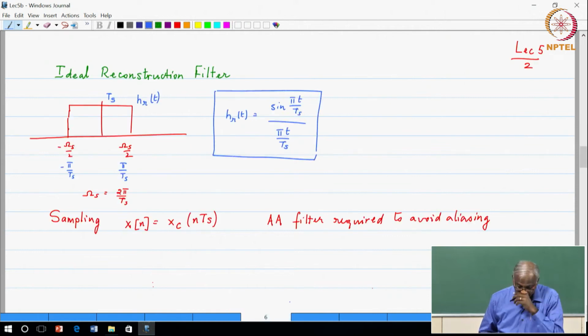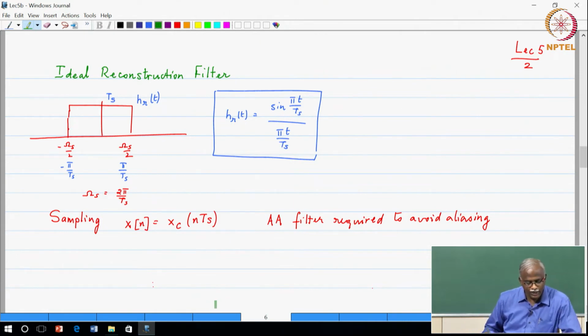Okay, so the sampling process is given in the expression in the lower half of the screen. Basically, you are doing periodic sampling, and there is an understanding that we must ensure that there is an anti-aliasing filter in order to minimize the risk of aliasing, to avoid aliasing completely. And of course, the ideal reconstruction filter, which we have been talking about, is a brick wall filter from minus omega s by 2 to omega s by 2. We can also relate it to the sampling period, minus pi by Ts to pi by Ts, and the actual expression is a sinc function which we derived in the last class.